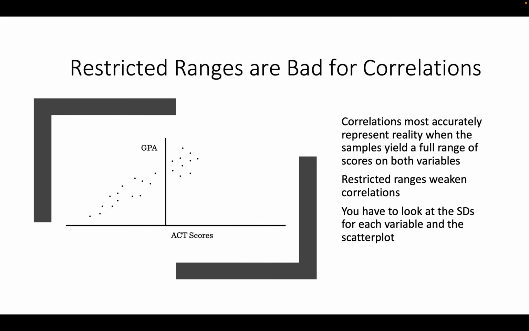Now, one thing to keep in mind with correlations is that restricted ranges aren't great for correlational data. They tend to weaken them. This is again why it's important to use our z-scores. Then you also want to make sure that you're looking at the standard deviation and any other data that's available. So just remember that you can't just look at a correlational value. You need to look at your data as a whole.